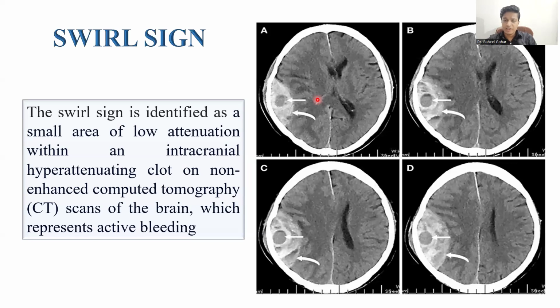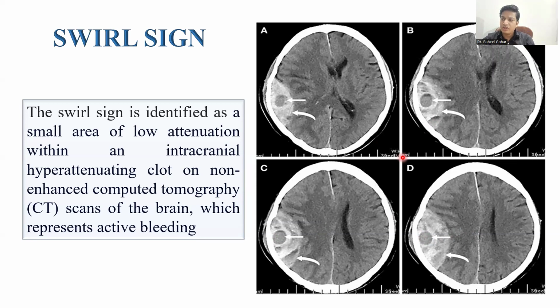Swirl sign. This is one of the features which you will be able to see in acute hematomas after traumatic injuries. It is usually seen in the EDH. As you can see, mostly the EDH is hyperdense, but in the center you can see the hypodensity here. Again in this picture you can see the hypodensity here as well as here, again here and again here. Swirl sign is actually representing the active bleeding within the clotted hematoma.